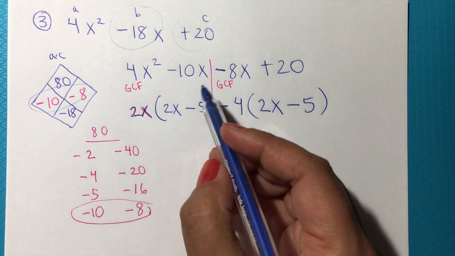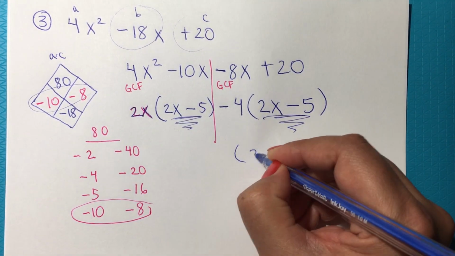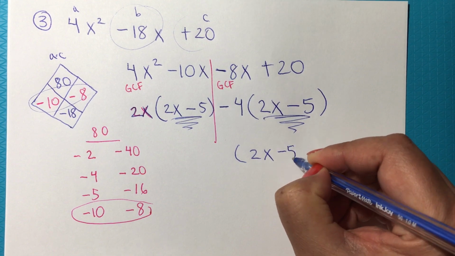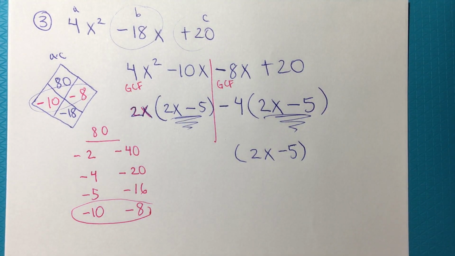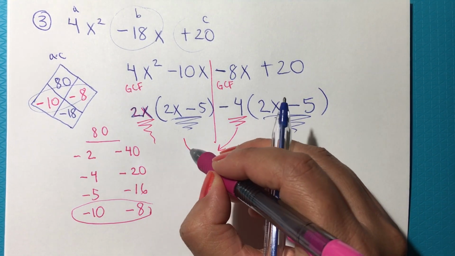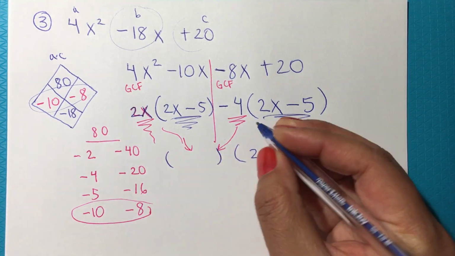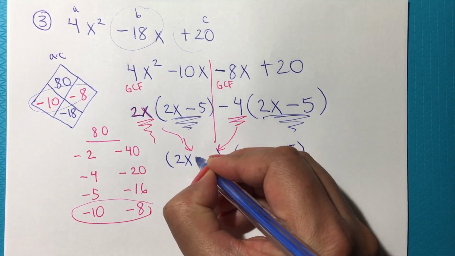If you can see, these are exactly the same, so that means that we're on the right path, and we write it only once. And the greatest common factor will create the other factor. So it's 2x minus 4.